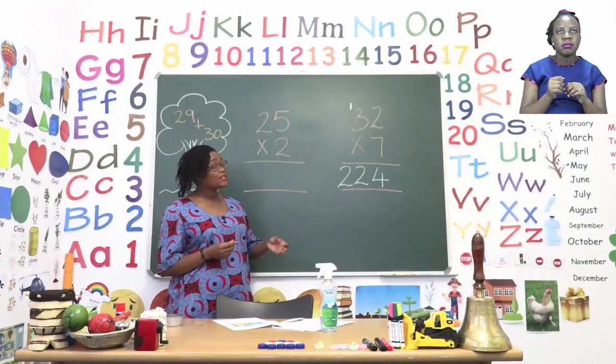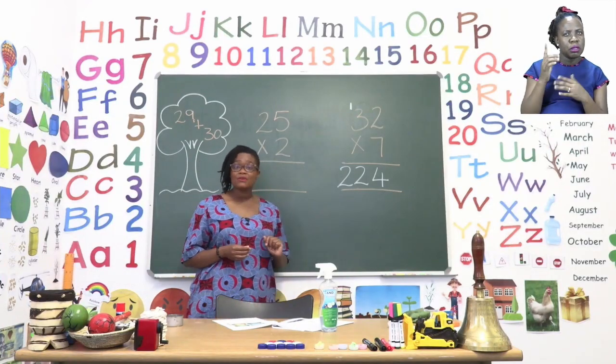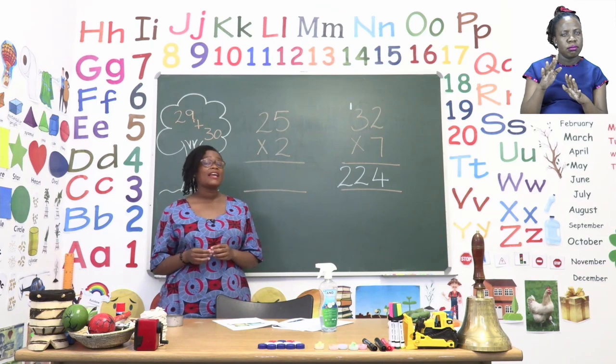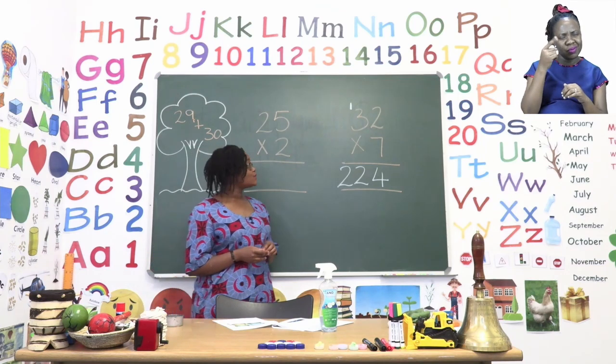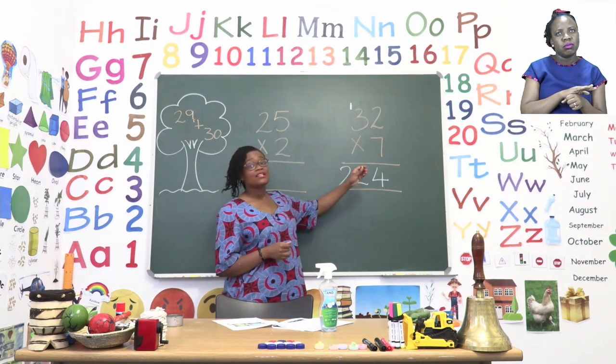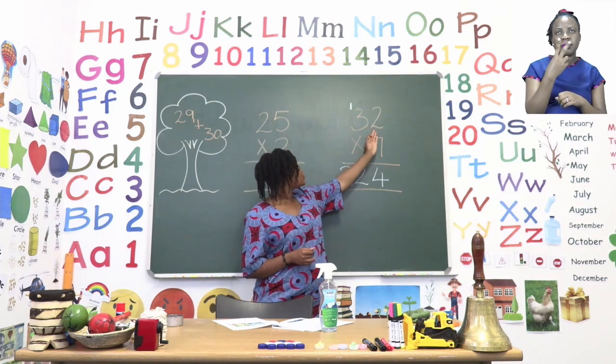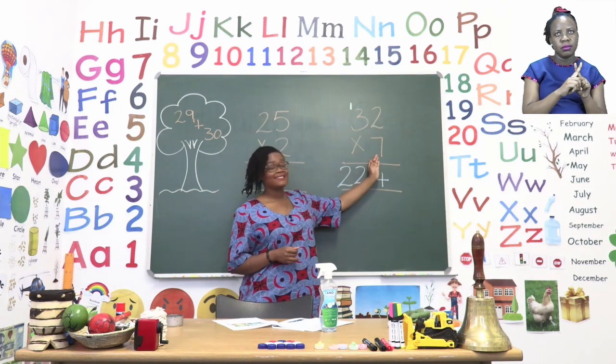Now there's one that I've already completed here, and that's because I want us to understand where we are coming from. The first one says, let's read it together, 32 times 7.